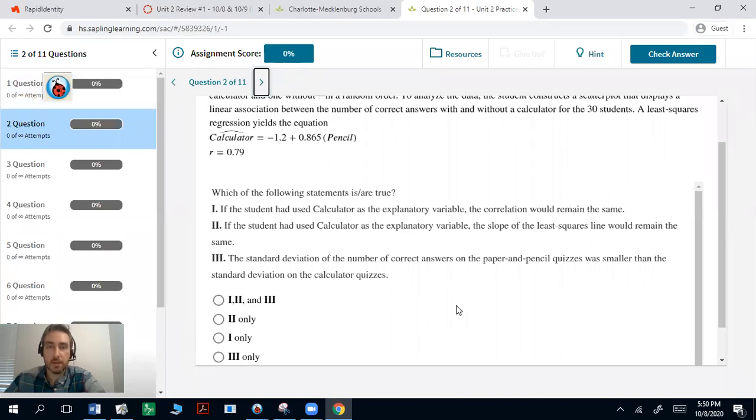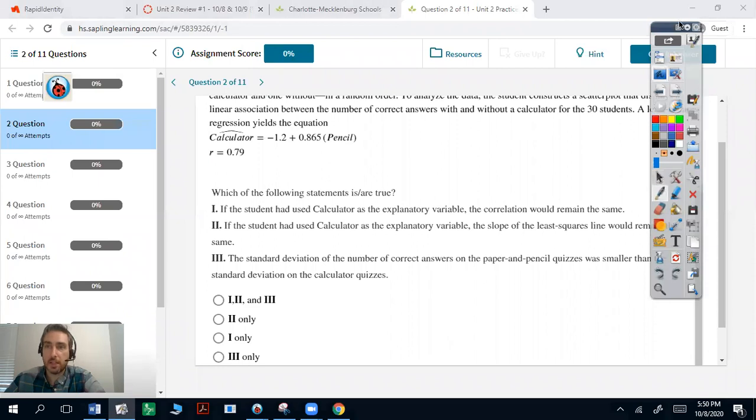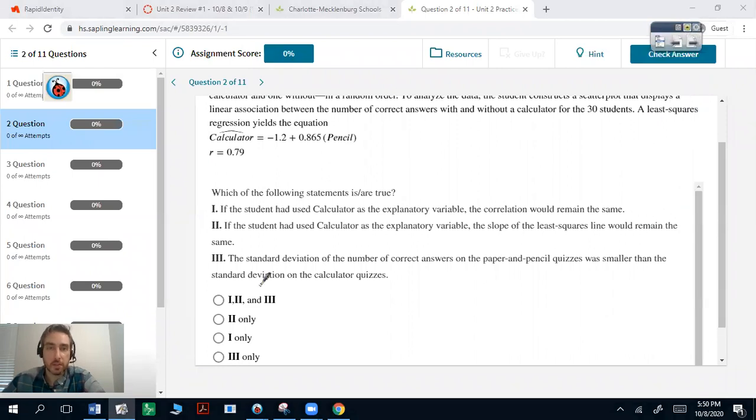Let me get my annotation going on here. So the standard deviation of the number of correct answers on the paper and pencil quizzes was smaller than the standard deviation on the calculator quizzes. We can actually figure this out. So we know that r is 0.79. And this formula, b, that's your slope, equals r, that's your correlation, times the standard deviation of the y's over the standard deviation of the x's.